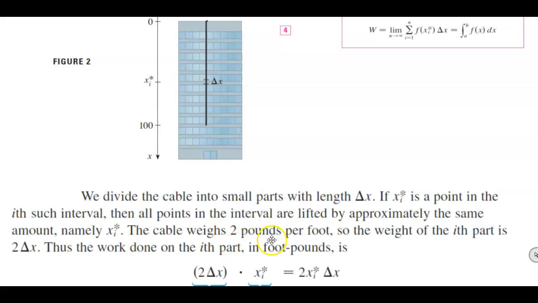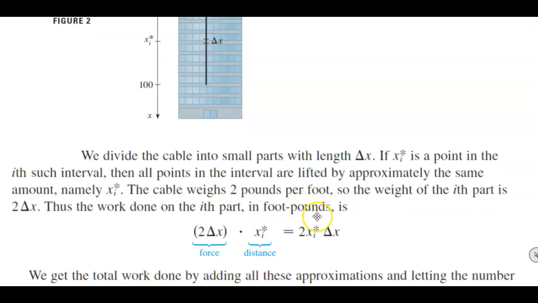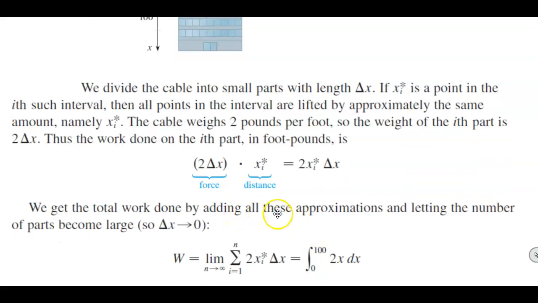Now the cable weighs 2 pounds per foot, so the weight of the ith part is 2 times delta x. Thus the work done on the ith part in foot-pounds is the following. So we're going to take the force, which is 2 delta x, times the distance, which is x subscript i, which is equal to 2 times x subscript i delta x. Now we get the total work done by adding all these approximations and letting the number of parts become large, so as delta x is approaching 0.